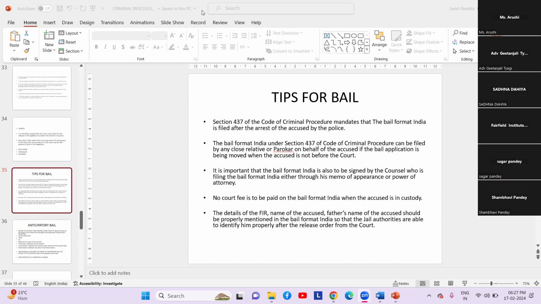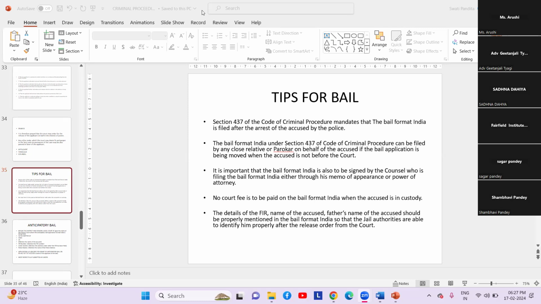The details of the FIR, name of the accused, and father's name should be properly mentioned in the bail so that the jail authorities are able to identify him properly after the release order from the court. As I gave you the example, this should be very particularly kept in mind: the names, the address, father's name, everything should be given very particularly.